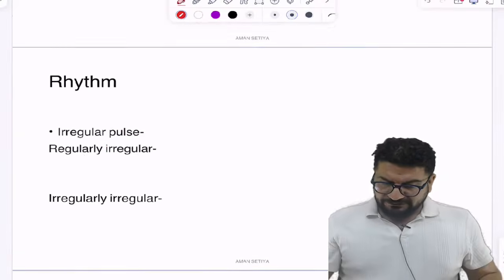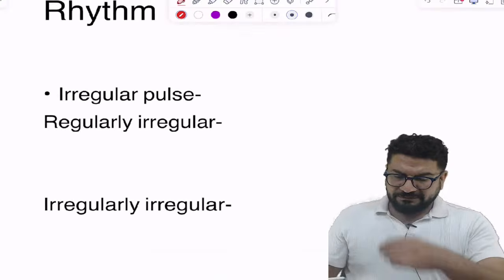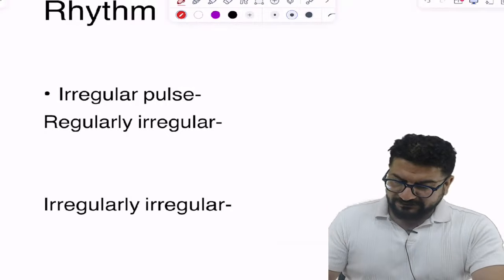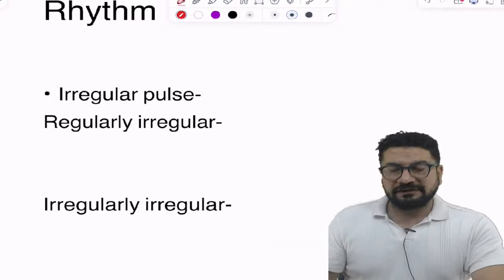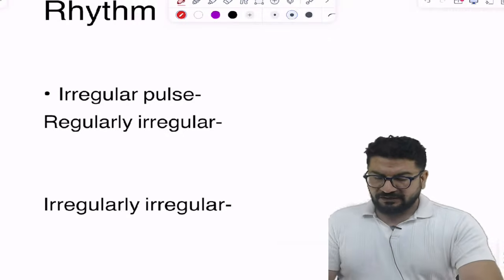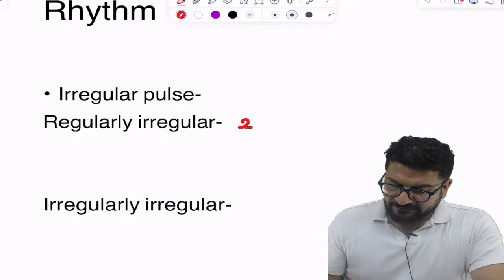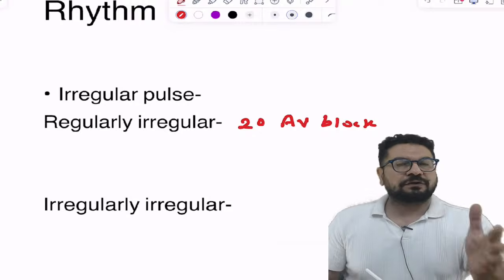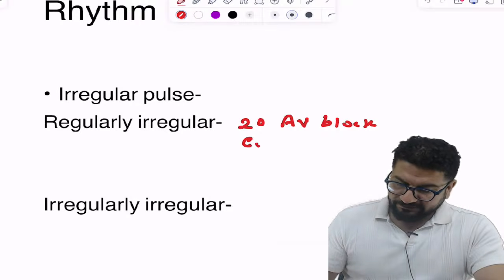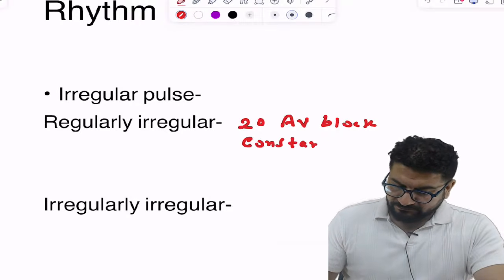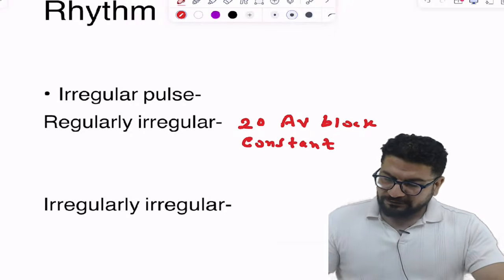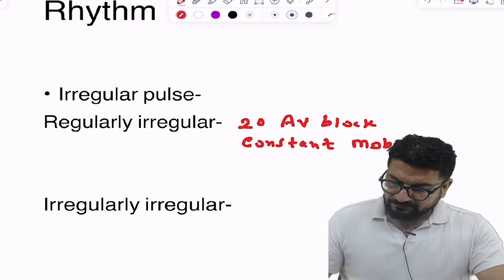Okay, now what they ask you: irregular pulse. So we have 2 types of irregular pulse, regularly irregular and irregularly irregular. Where will you see regularly irregular? In second degree AV block. Which type? Constant or variable? Constant type. And what do we call this? Mobitz 2.